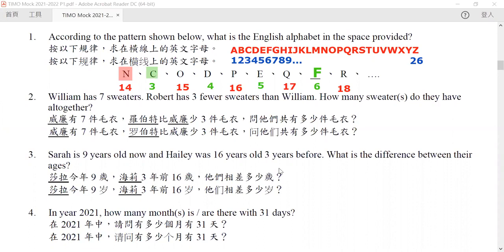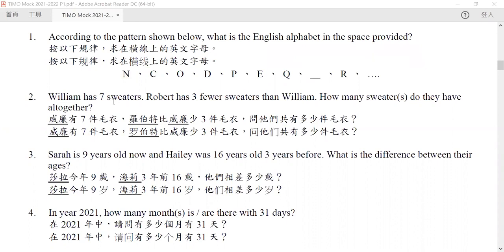Is there any question? If there's no question, then we will go on to our second question. William has 7 sweaters. Robert has 3 fewer sweaters than William. How many sweaters do they have altogether?